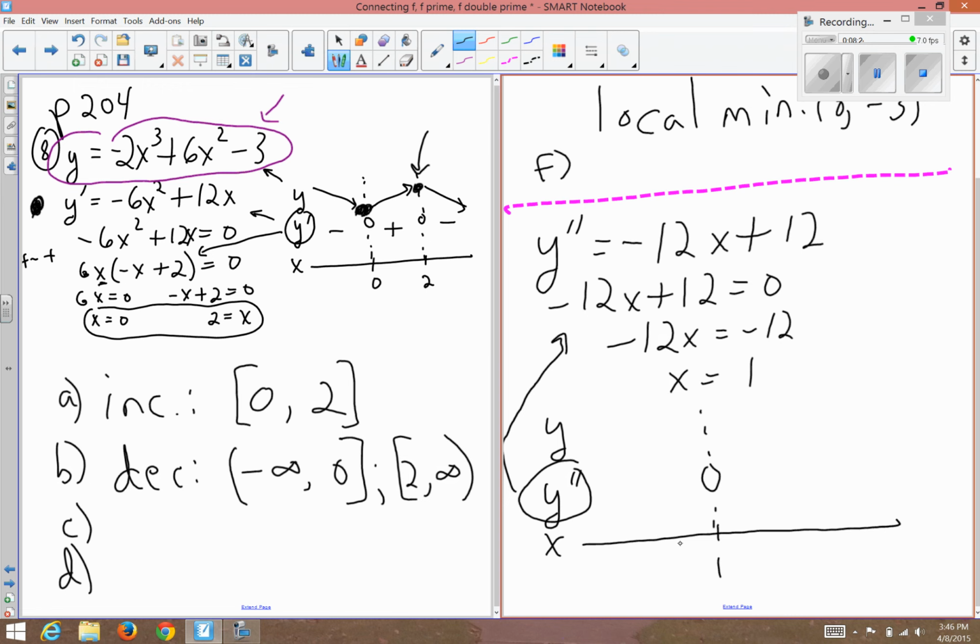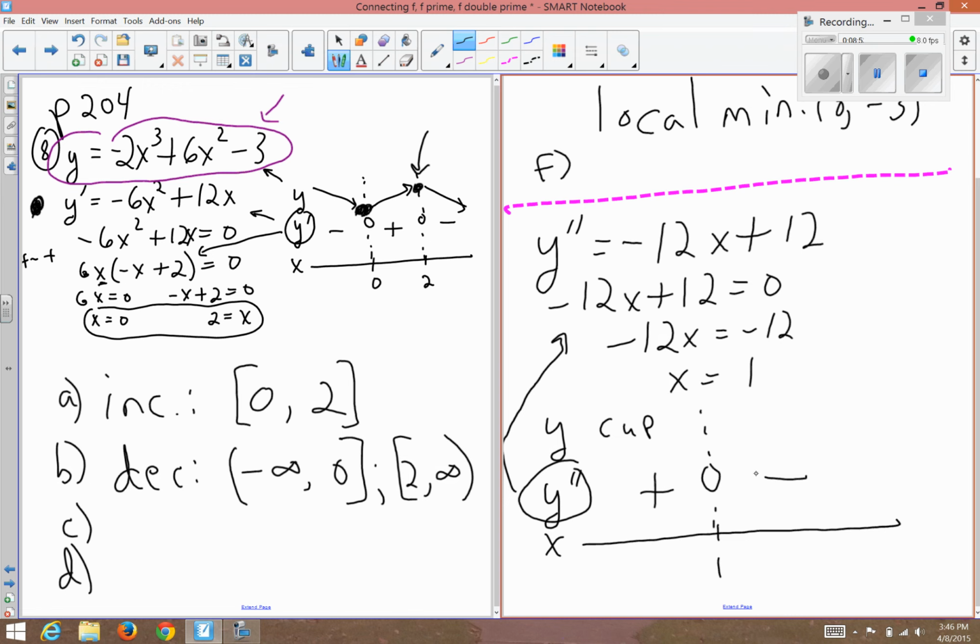So if you choose 0, negative 12 times 0 plus 12 is a positive number. Stick a number more than 1, like 2, into y double prime. Negative 12 times 2 plus 12 is a negative number. This tells that y is concave up. When the second derivative is positive, y is concave up. CUP is short for concave up.